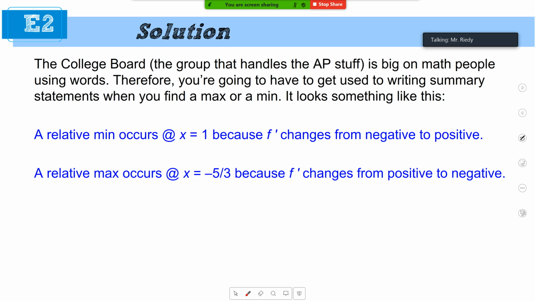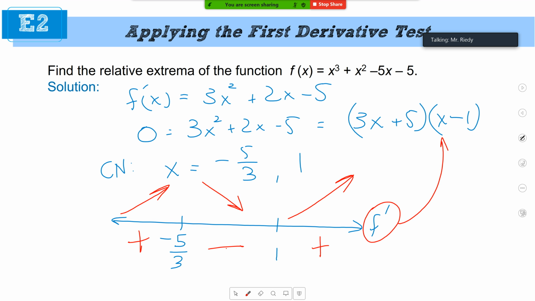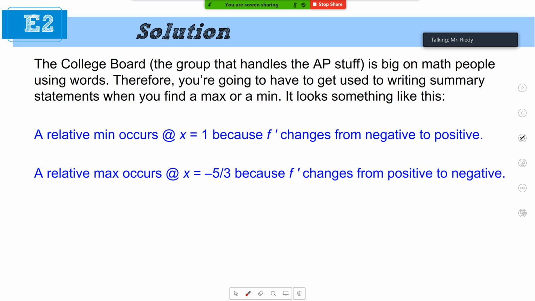So once I found this, I'm going to jump around here for a second. I think we all agree that at negative 5/3, I have a maximum. At 1, I have a minimum. Okay? It changes from increasing to decreasing, and changes from decreasing to increasing. However, the College Board wants you to write a sentence saying that, and those sentences should look just like that.